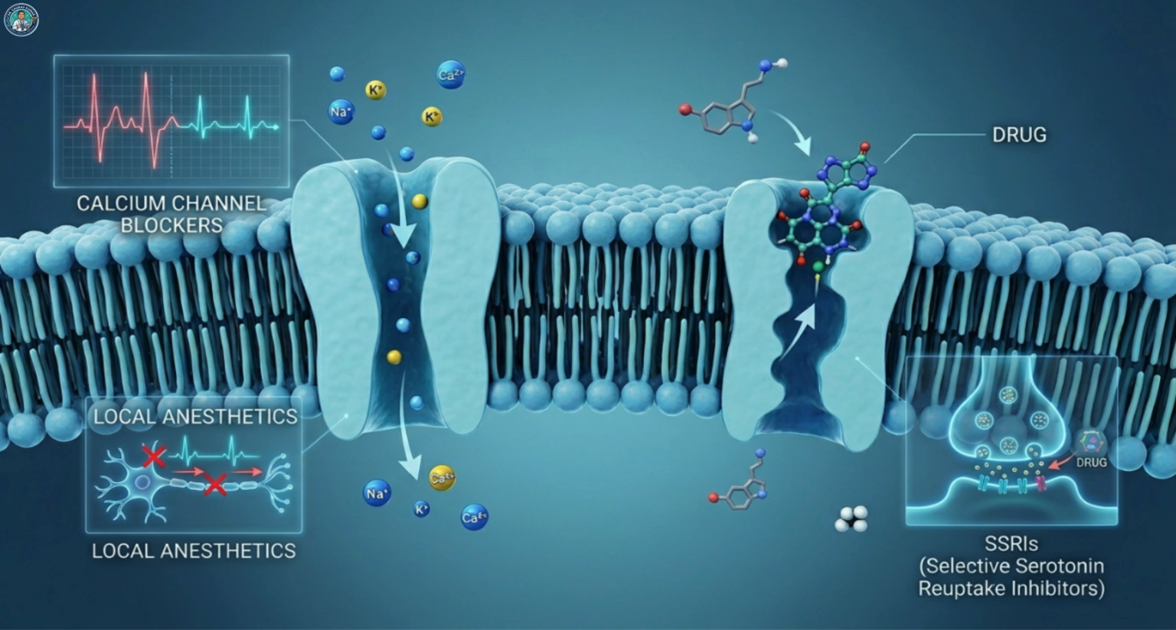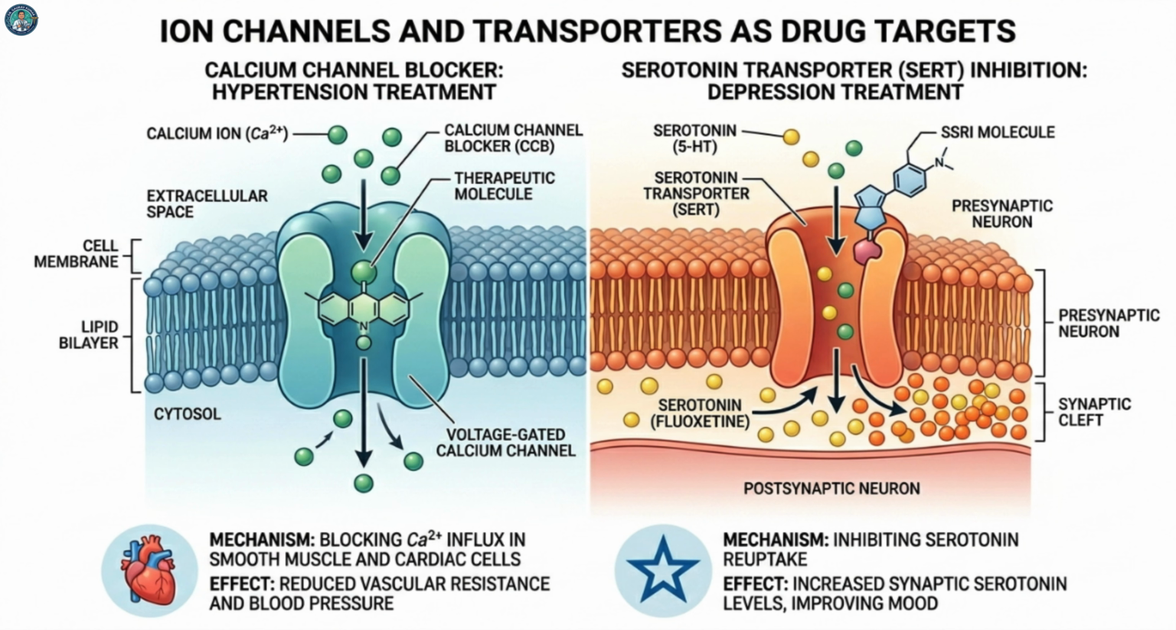Ion channels regulate the movement of ions such as sodium, potassium, calcium, and chloride across cell membranes. These ions play crucial roles in nerve conduction, muscle contraction, and cellular signaling. Calcium channel blockers are commonly used to treat hypertension and cardiovascular disorders. Sodium channel blockers are used in arrhythmias and epilepsy.